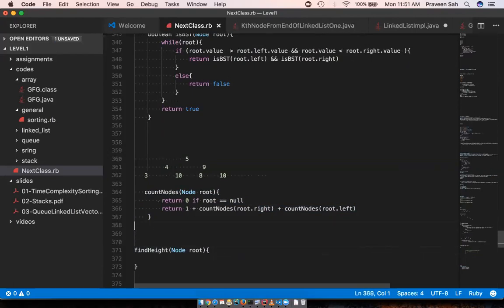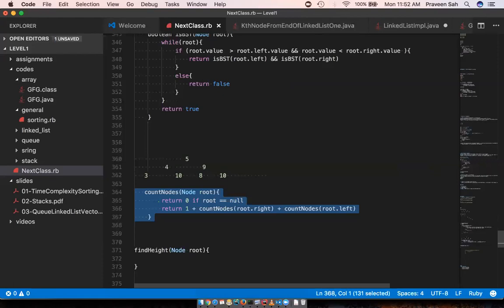Or before you do, what is the time complexity of this? Can someone tell me? Before you find the height, who can tell me the time complexity of finding the count of the nodes, the total number of nodes in a subtree? What is the time complexity? Anyone? Order of n. Yeah, order of n. And how did you derive that?